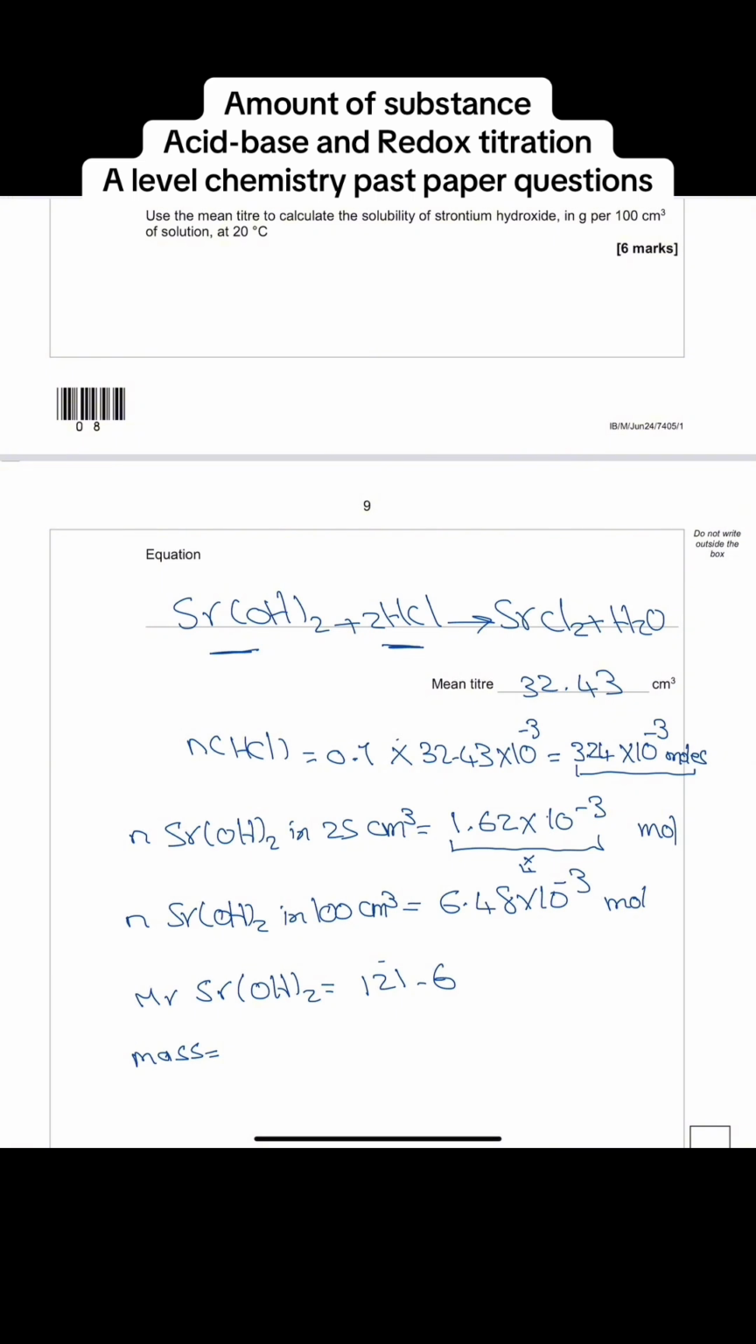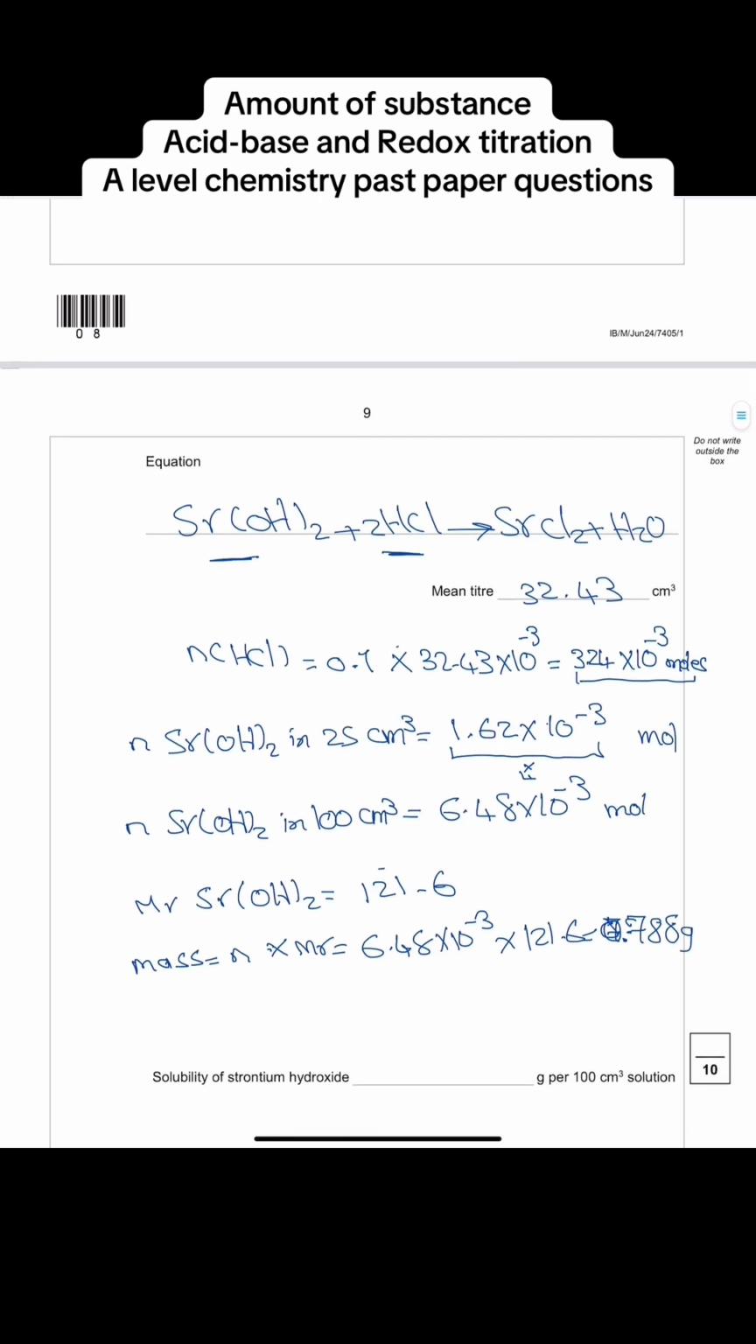We know that mass equals n, or the number of moles, times the MR. So 6.48 times 10 to the minus 3 times 121.6, and that will give you the mass in grams, so 0.788 gram. So now the solubility of strontium hydroxide is 0.788 gram per 100 centimeter cubed solution.